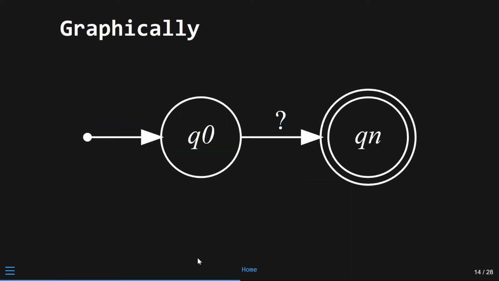Much easier with Pythonic slices. Graphically, let's do this graphically. We love our graphics in this class, I hope.